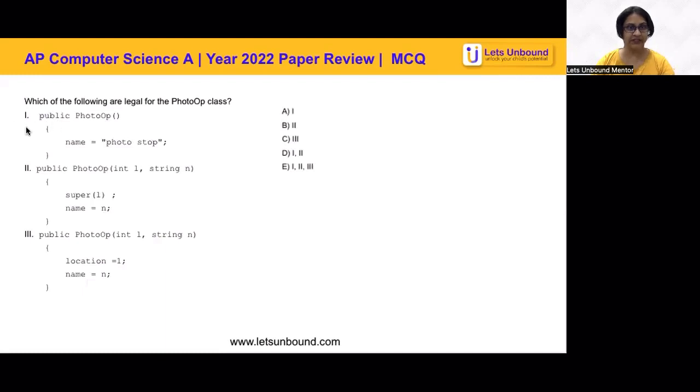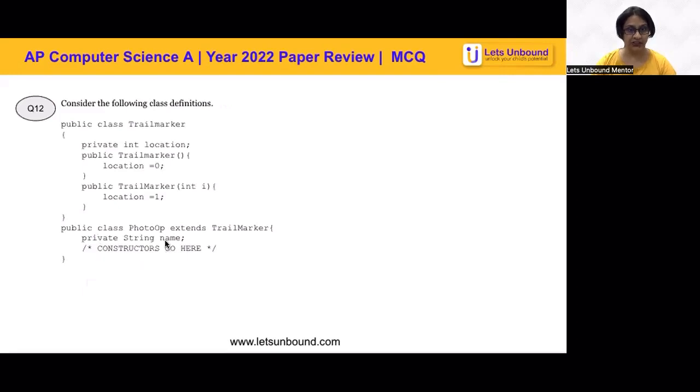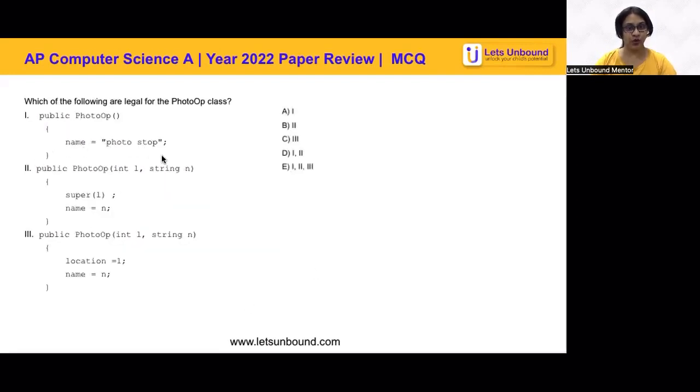Let's look at the first constructor, public PhotoOp, name equals photostop. What is happening when we place this constructor here and we have a constructor call to this class? By default, the control will go to the superclass constructor. So this constructor will be called and location will be given the value 0. After that, the control will come back to this constructor. Now photostop will be assigned to the variable name, which seems to be completely fine. So we have the first constructor as the correct one.